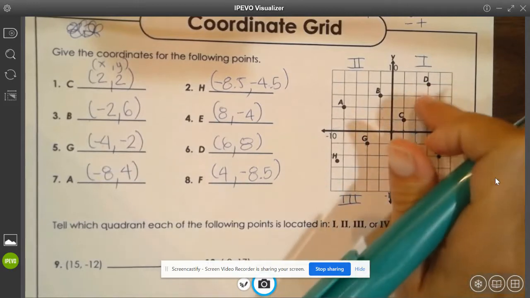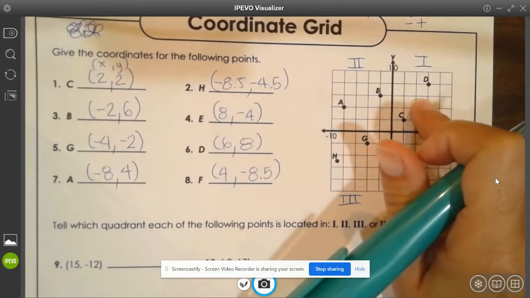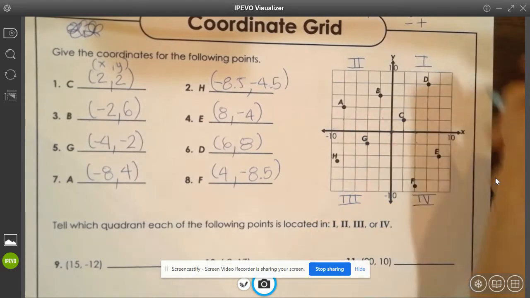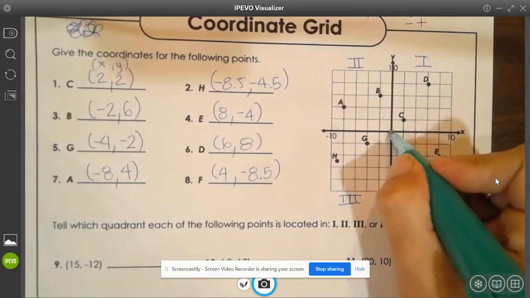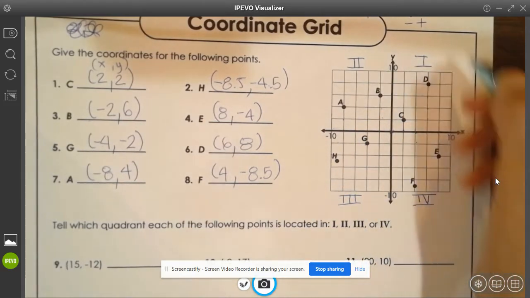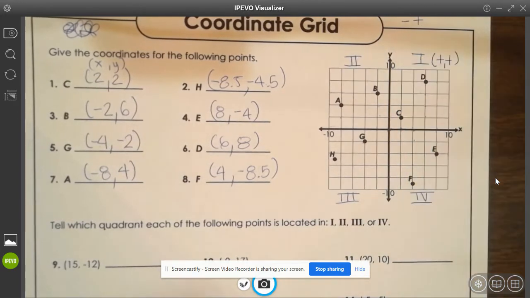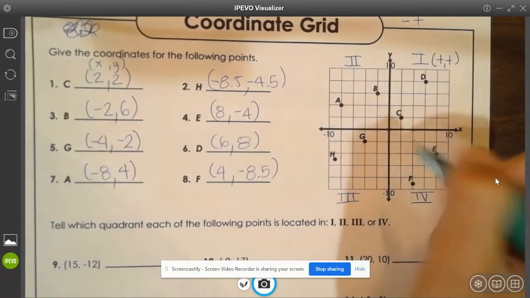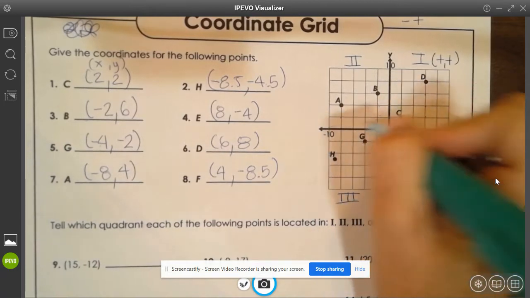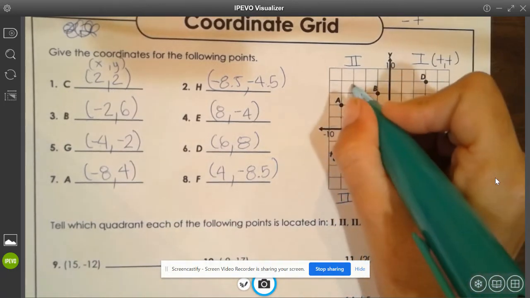Okay? I'll show you what happens. So in quadrant 1, everything will be positive. X and y will be positive. Why? Because from 0 you go to the right and then up. So everything will be positive here. In quadrant 2, x will be negative because you're going to the left, but then y will be positive.